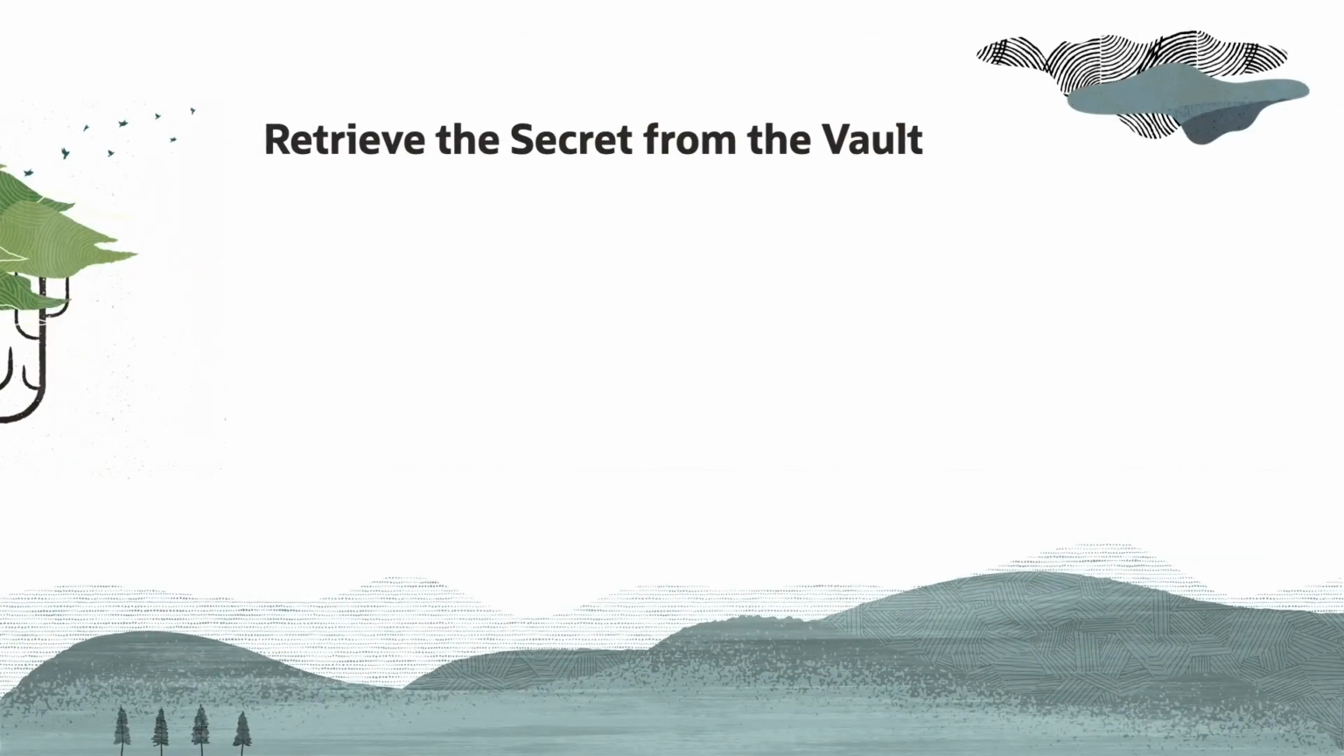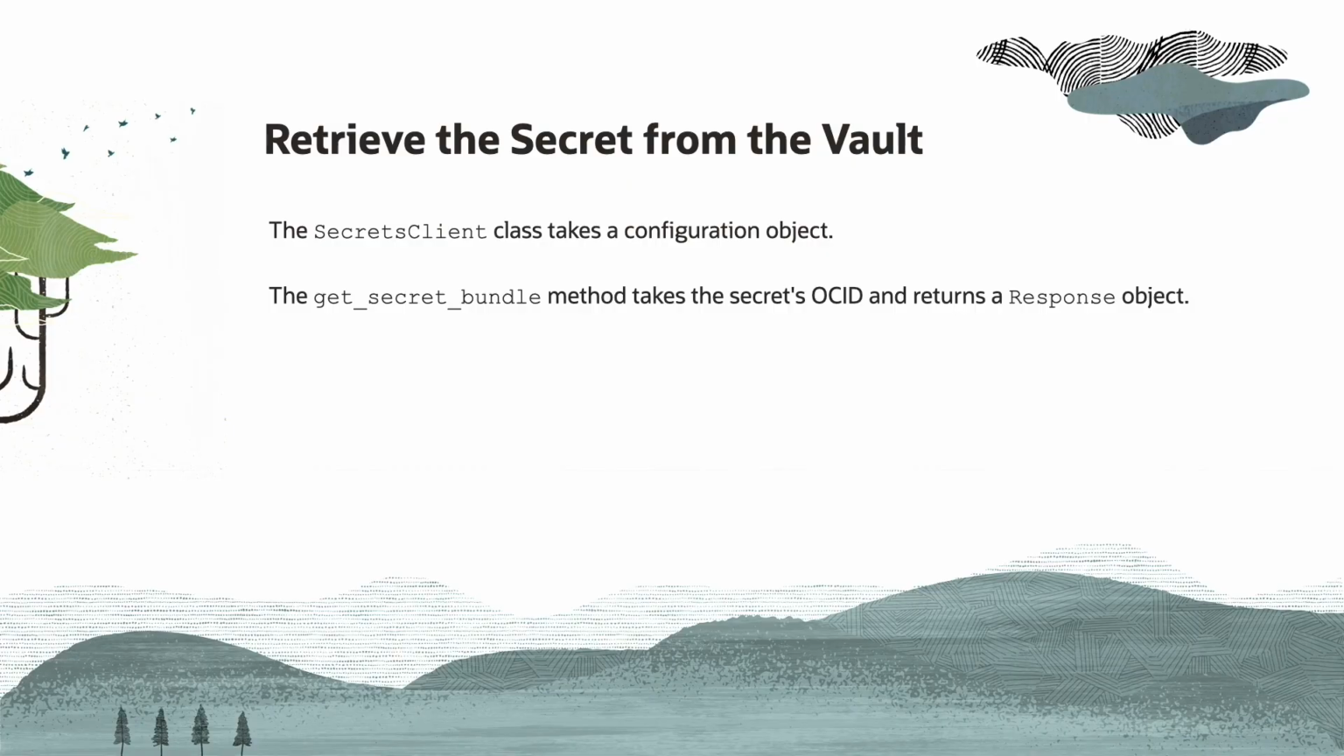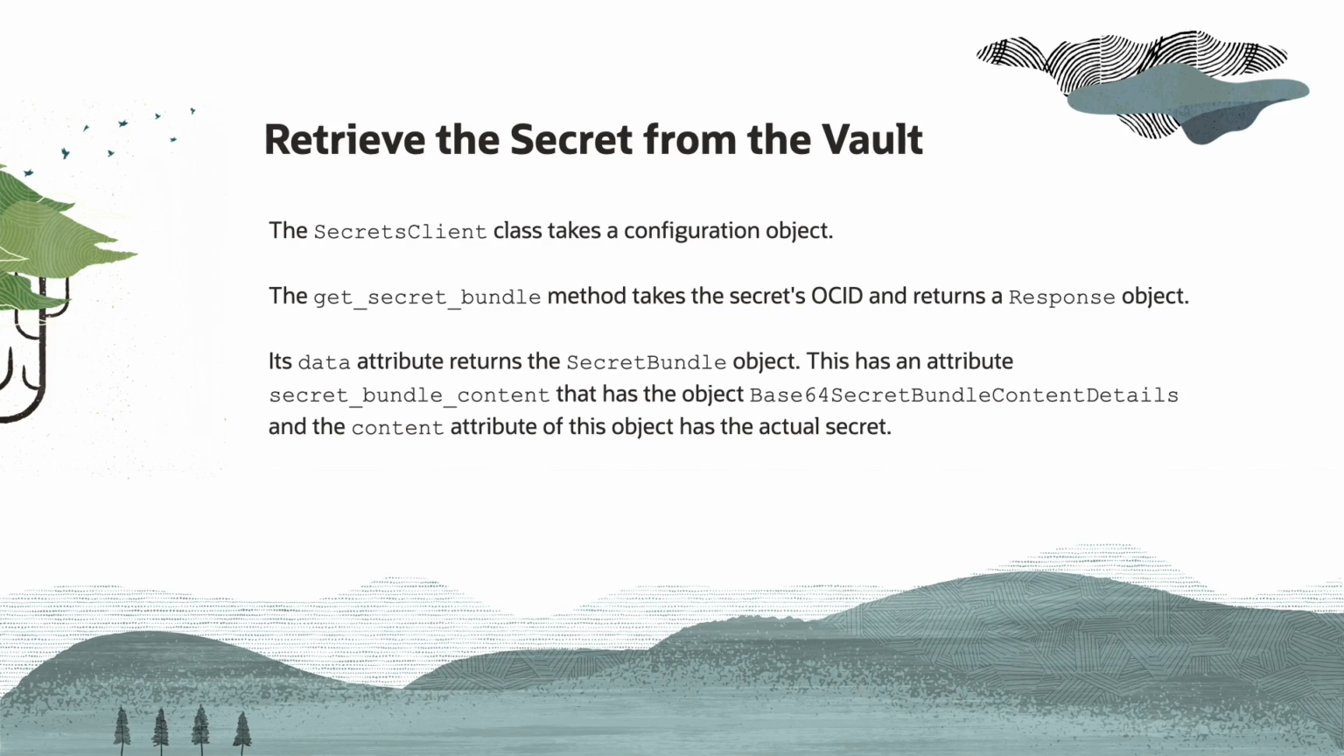To retrieve the secrets from the vault, we need to use the secrets client class and the configuration object. The configuration object is the object that we used before that is called the variable config. Then we use a get secret bundle method that takes the secret's OCID and returns a response object. The response object has a data attribute that returns a secret bundle. This attribute has another method called secret bundle content that has the object in base64 bundle content details, and a method called content, which has the actual secret in base64 encoding. Let's take a look at how this code would look.